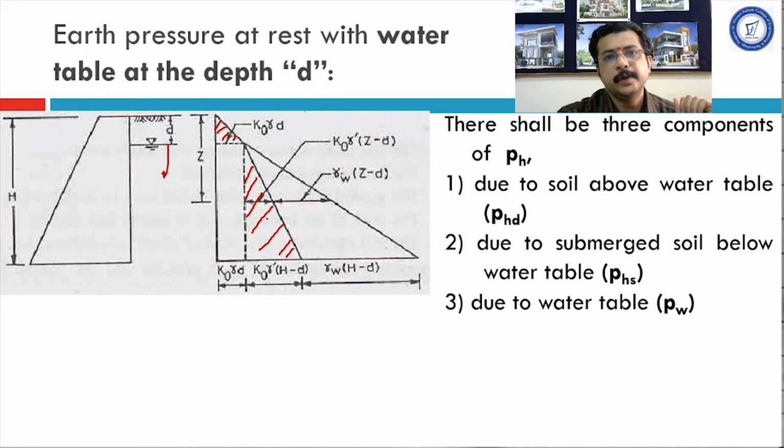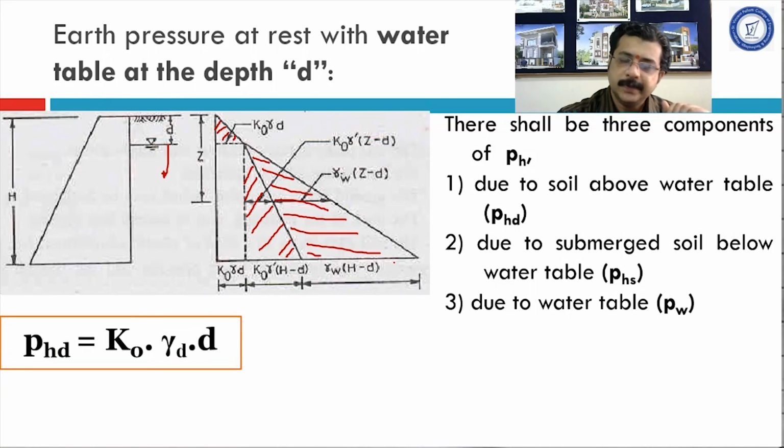Thereafter, pressure due to water. Pressure due to water is this. So at depth Z, what will be the pressure? If we want to find that out, we have to consider these three components. First, lateral pressure due to the dry condition of the soil; second, lateral pressure due to the submerged unit weight of the soil which is below the water table; and third, horizontal pressure due to water.